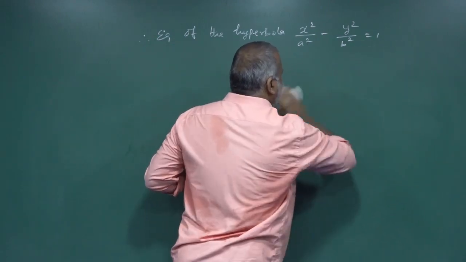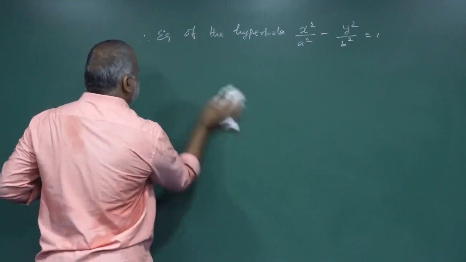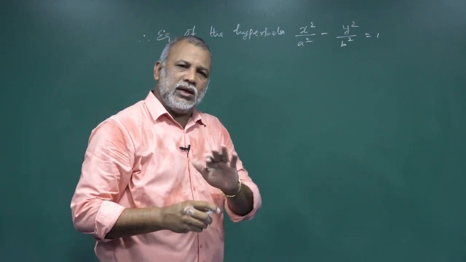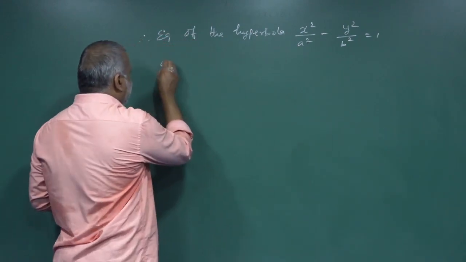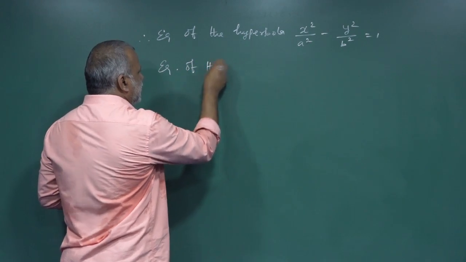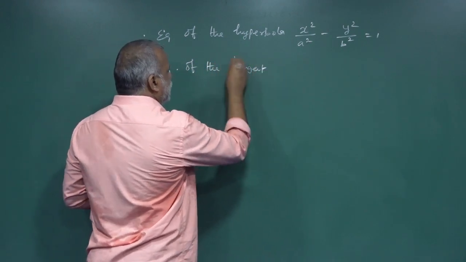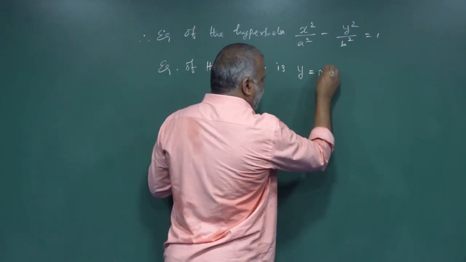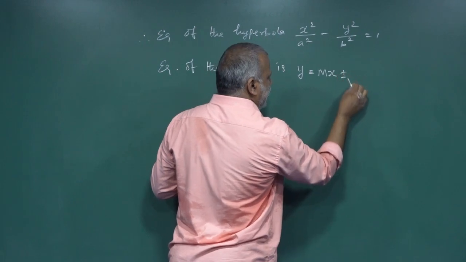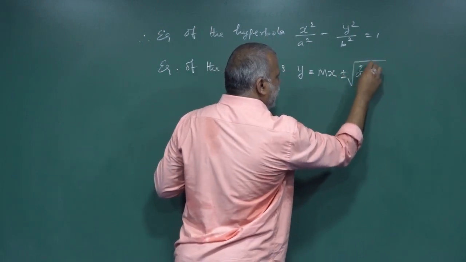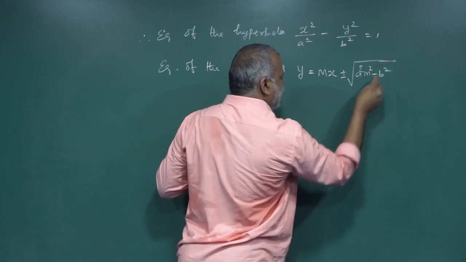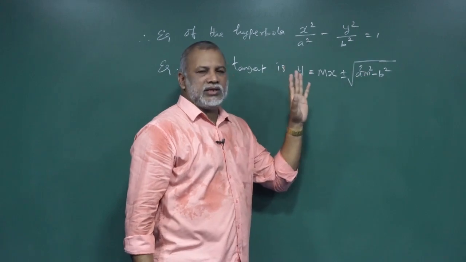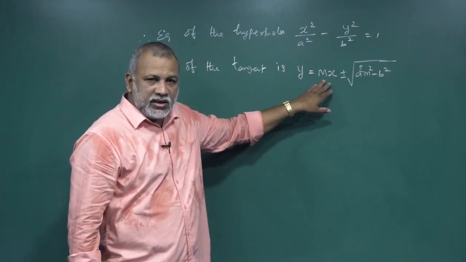From this diagrammatic explanation, we are discussing tangents, but the point is not given. So we are selecting the equation of the tangent. The equation of the tangent to the hyperbola, as we already know, is y equals mx plus or minus the square root of a squared m squared minus b squared. For an ellipse it is plus; for a hyperbola, a squared m squared minus b squared. We already derived this.